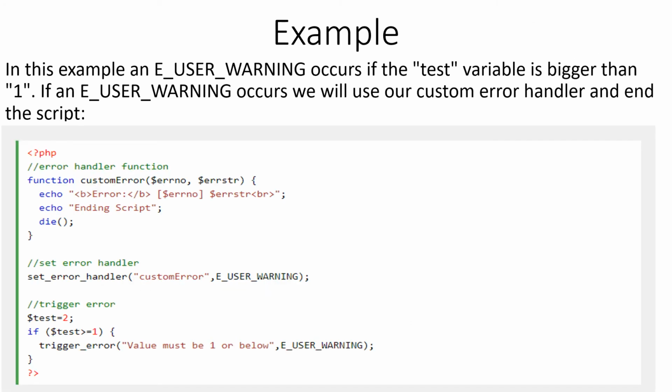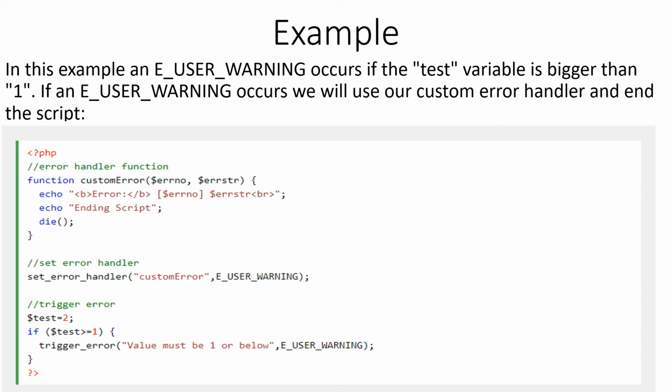In this example, an E_USER_WARNING occurs if the test variable is bigger than 1. If an E_USER_WARNING occurs, we will use our custom error handler and end the script. This is the error handler function customError. This is our previous function, and then we end the script.